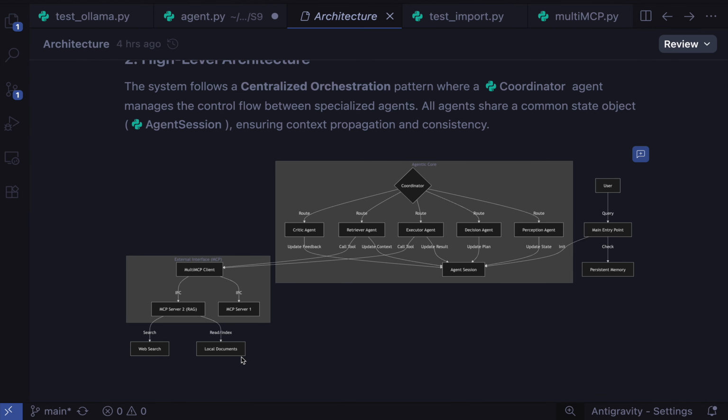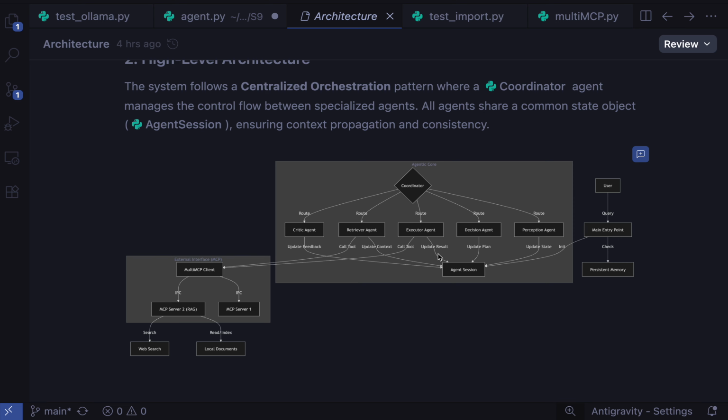It also has MCPs, which are handled by a multi-MCP client, which is further connected to multiple servers. If you have a web search or RAG search or mathematical calculation to be done, it does it. Now let's understand the core agents which I'm talking about.